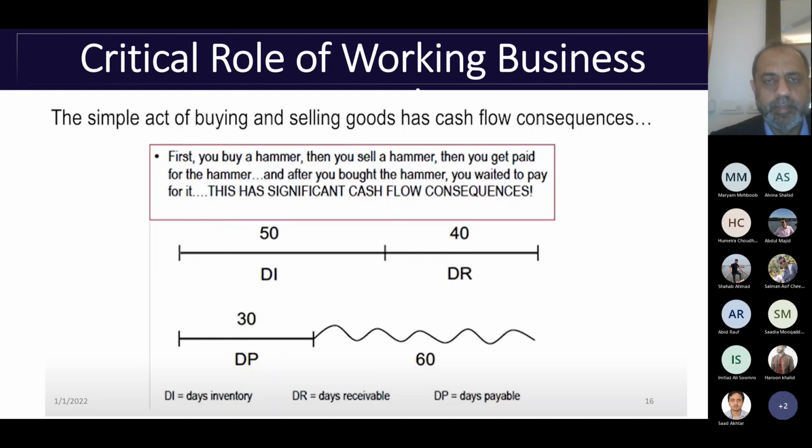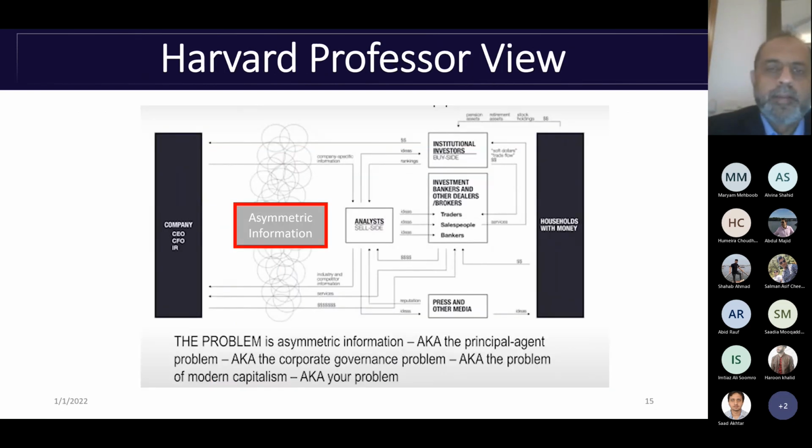What is the meaning of AKA in the last slide? Sir, in the last slide, the problem is asymmetric information, AKA the principal agent problem.